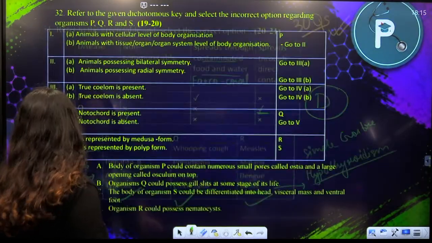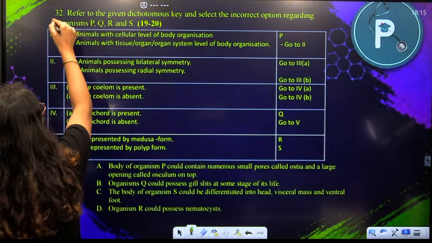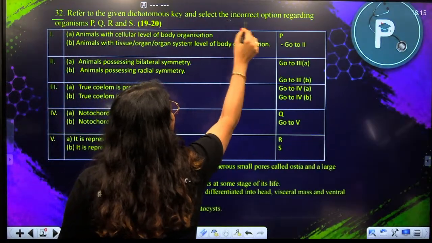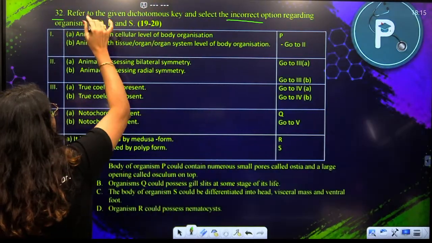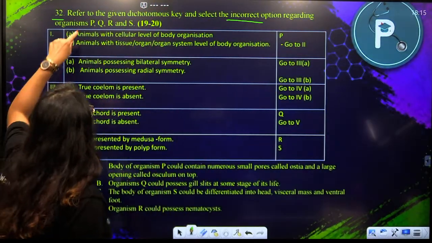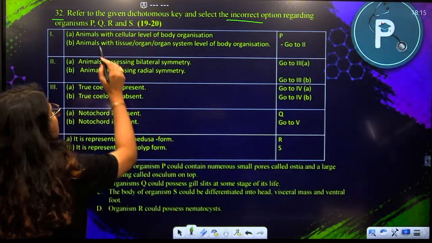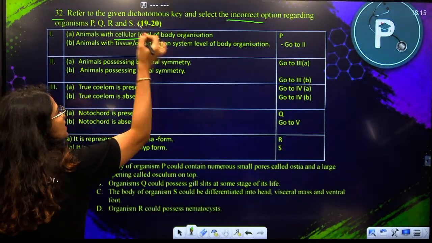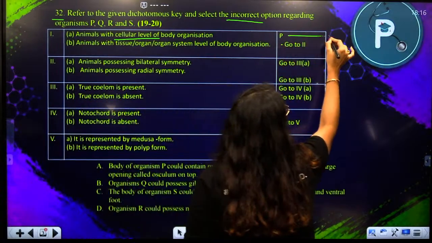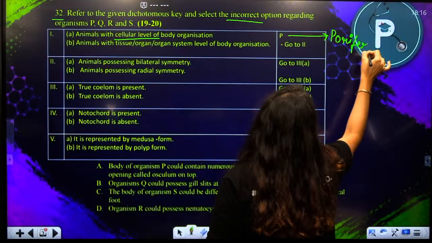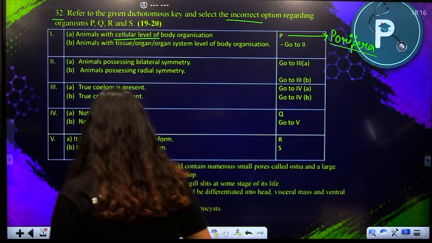The next question that they have asked is question number 32. Refer to the given dichotomous key and select the incorrect option regarding organisms P, Q, R, and S. Okay, so animals with cellular level of body organization. So animal with cellular level of body organization, obviously P is going to be porifera. There is no other option left. So of course it is going to be porifera. So do we have porifera here?